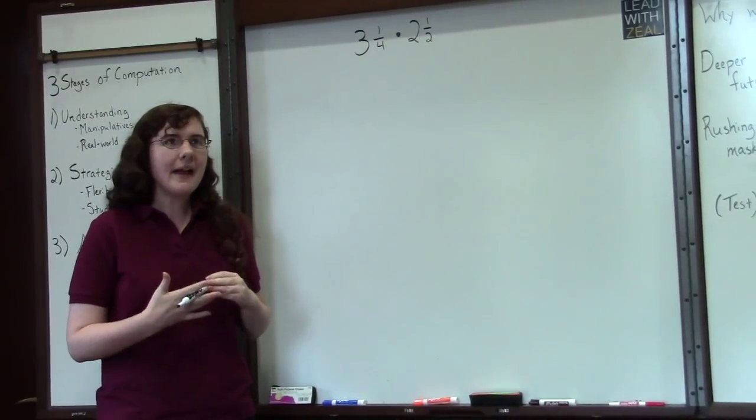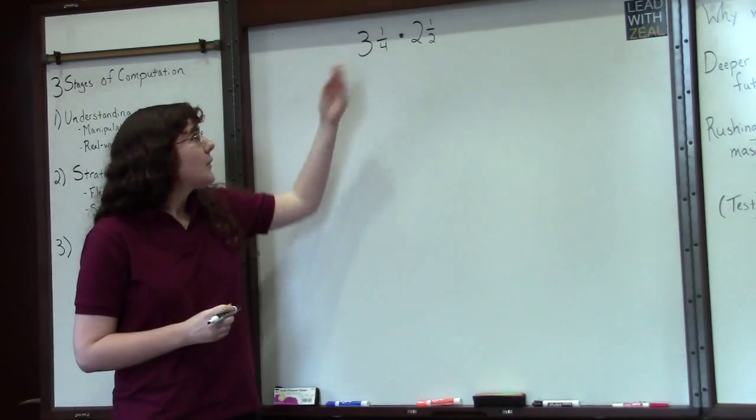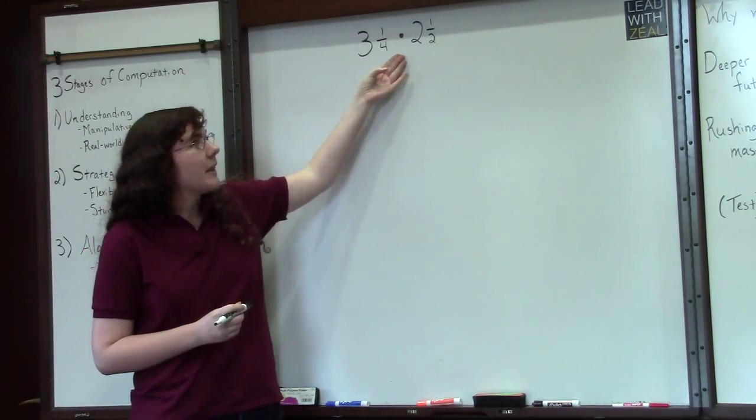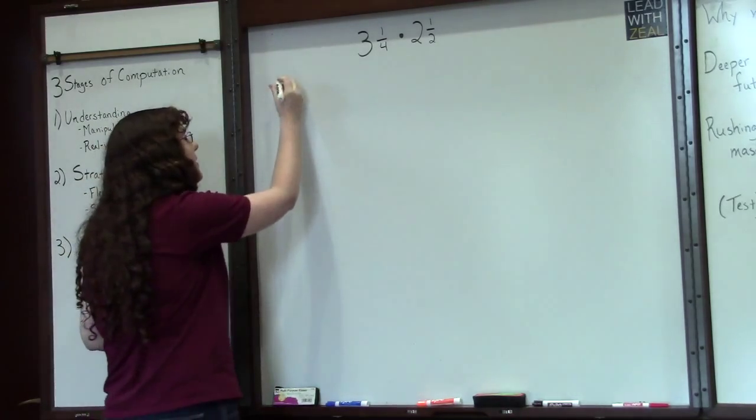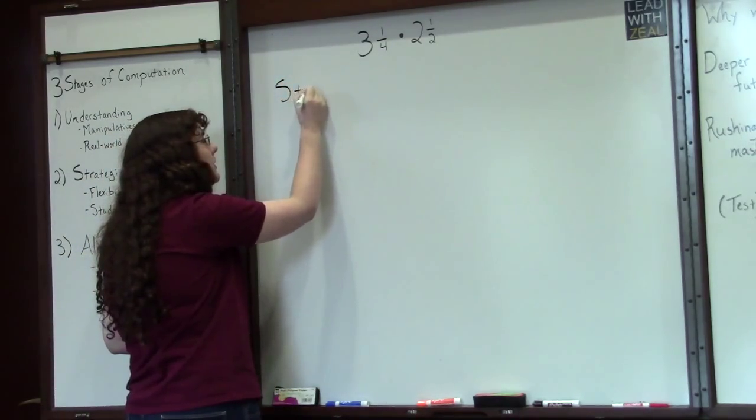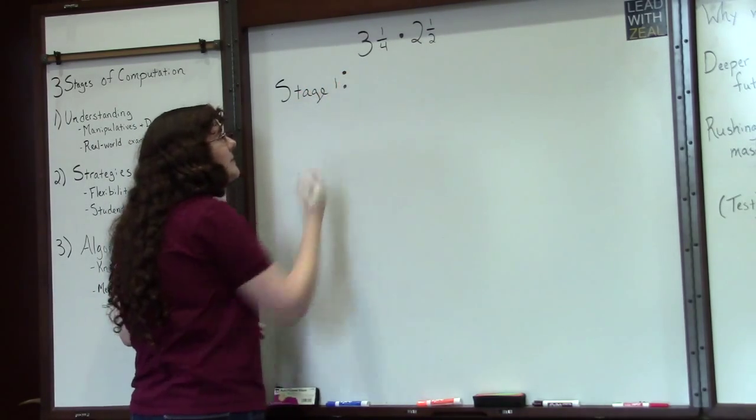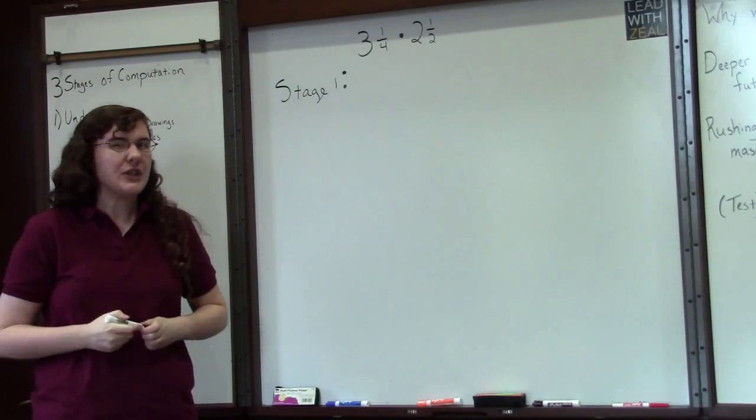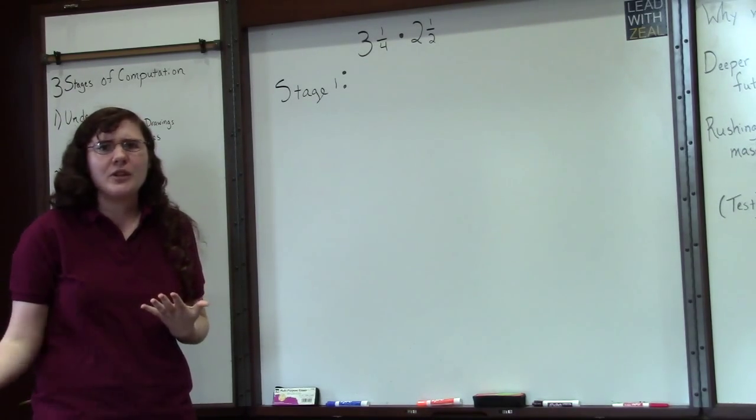Let's go ahead and apply this approach to a problem that 5th grade students might face. 3 1/4 multiplied by 2 1/2. So to start with, the stage 1 approach. This means to make sure that they really understand the problem by making sure they can see when it would be useful in the real world.